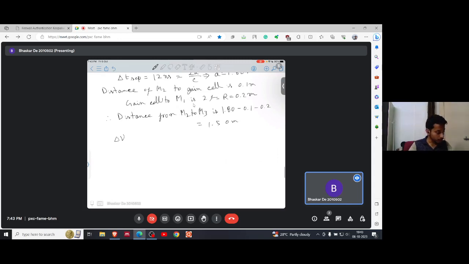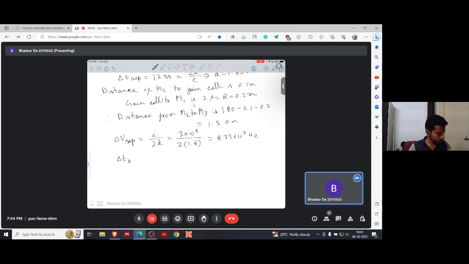Now we will calculate delta nu shape, which is c by 2d, equal to 3 into 10 to the power 8 by 2 into 1.8, equal to 8.33 into 10 to the power 7 hertz.